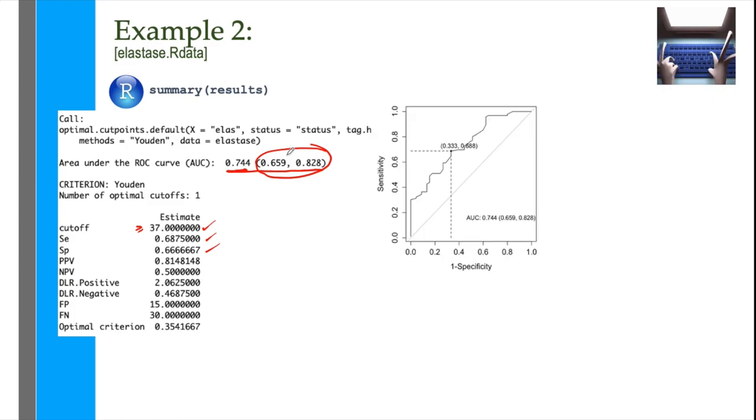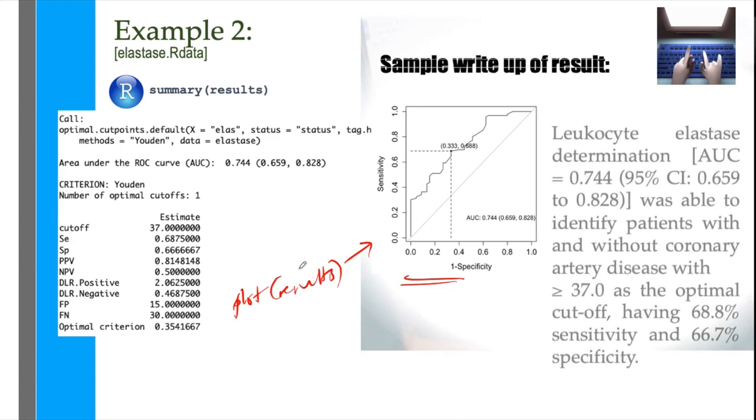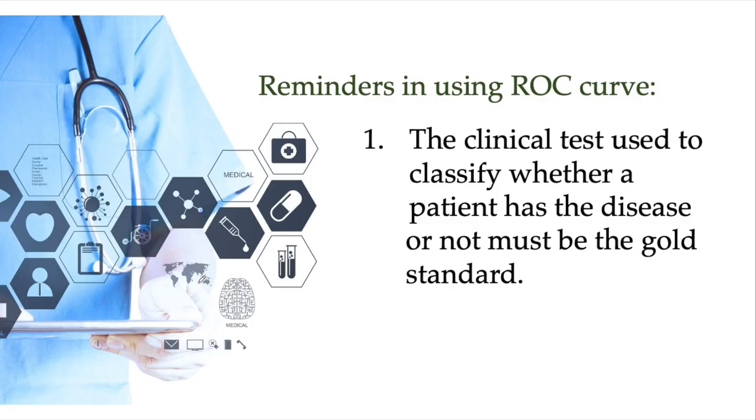So to write up the results, we may display the ROC curve after typing plot(results) to generate this one and write the results as leukocyte elastase determination with AUC of 0.744 and this confidence interval was able to identify patients with and without coronary artery disease with at least 37 as the optimal cutoff, having 68.8% sensitivity and 66.7% specificity.